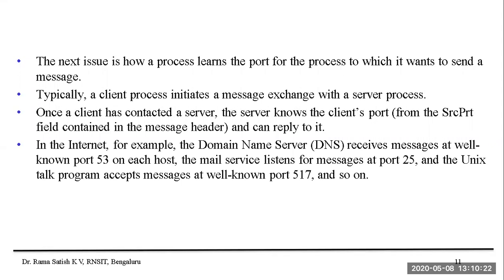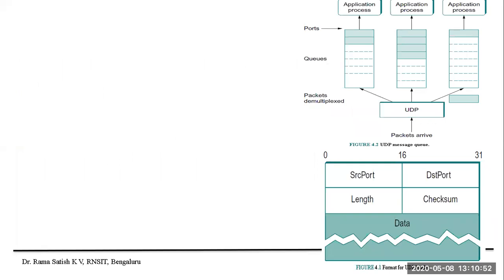In the internet, for example, DNS uses port number 53. The mail service uses SMTP, port number 25. And the Unix talk program accepts messages on port number 517 and so on. There are so many protocols, and so many ports are available. So those ports can certainly be handled. And how exactly is this entire process managed?